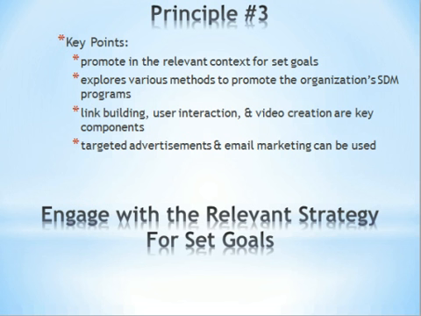In chapter 6, we'll explore various methods to engage and promote the organization's programs. Link building, user interaction, video creation, etc. are key components of the interactivity strategy. Further, targeted advertisements and targeted emails can be used by the organization. Chapter 6 then concludes by looking at how to match relevant interactive marketing with customers.